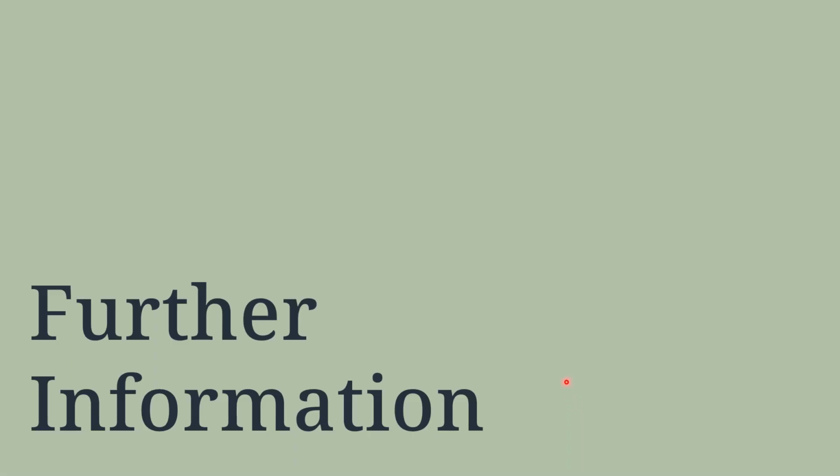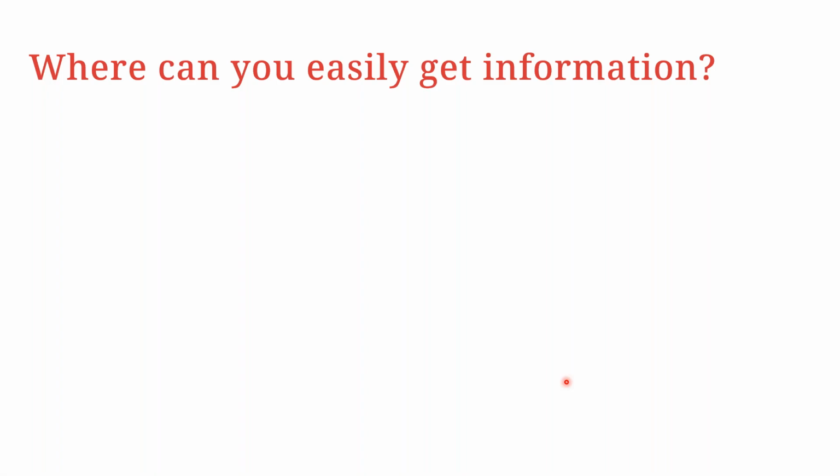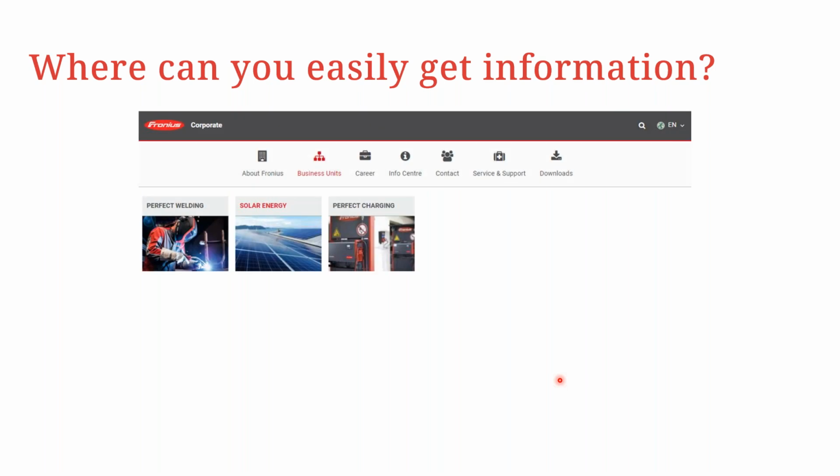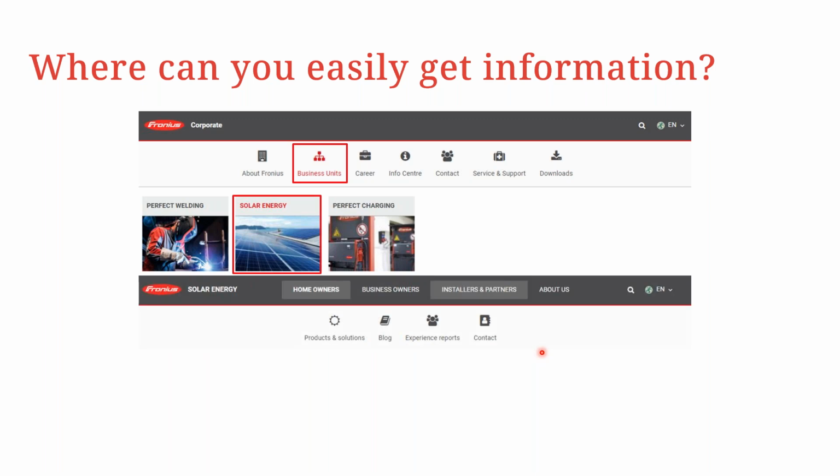Good. So for further information, I would like to give you info on how you can easily get information, because we tend to get these inquiries on a frequent basis. So just going to put you through how you can get information from our website. Please note that Fronius has 3 business units: the welding, the solar energy, and the charging business unit. So if you find yourself on our website looking for information, please select business unit, go to solar energy, and then since we're specifically making this presentation for installers and partners, you can just go to installers and partners.